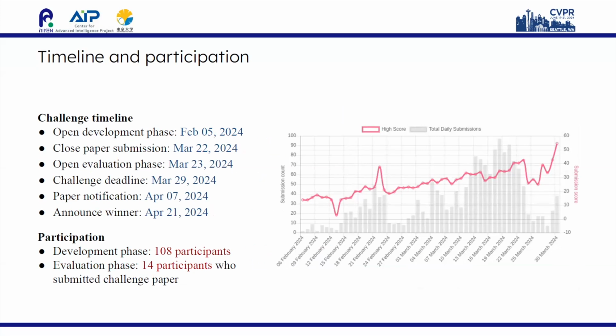For the first phase, we had 108 participants, with some participants from Europe, some from the US, some from China, that's Asia, and others, but unfortunately nobody from Africa. I'm from Africa, right? So that's it. For the evaluation stage, only 14 participants submitted a paper, so they were allowed to move to the evaluation stage. That's why in the evaluation stage we have only 14.